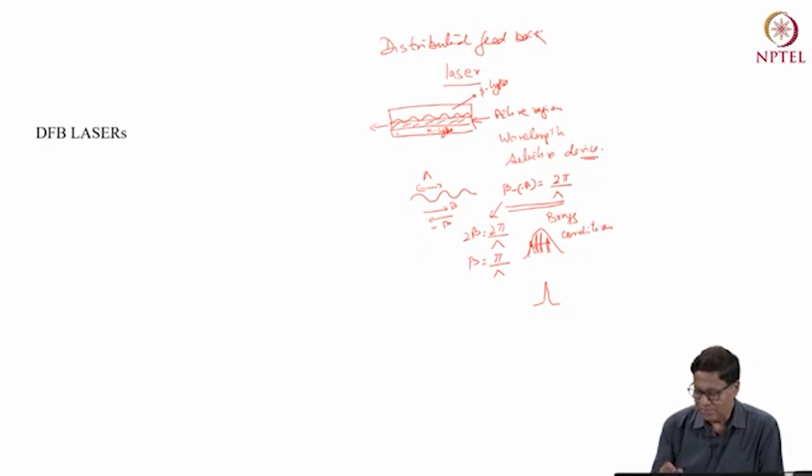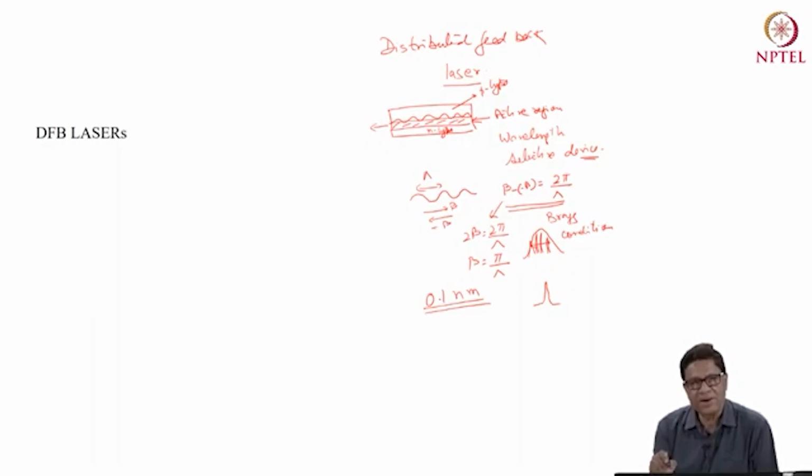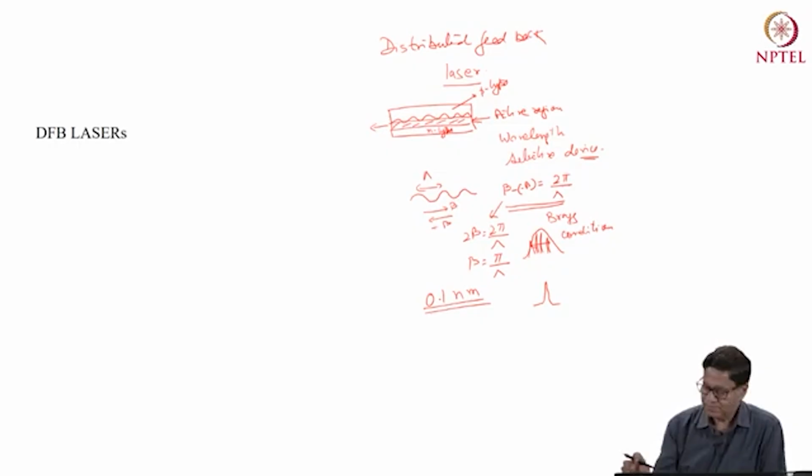Such lasers will have very, very narrow spectral width, of the order of 0.1 nanometer. Of course, the power will go down, but then you get very, very narrow spectral width lasers. So these are the commonly used lasers for high data rate applications, whether it is free space optical wireless communication or optical communication using optical fiber.